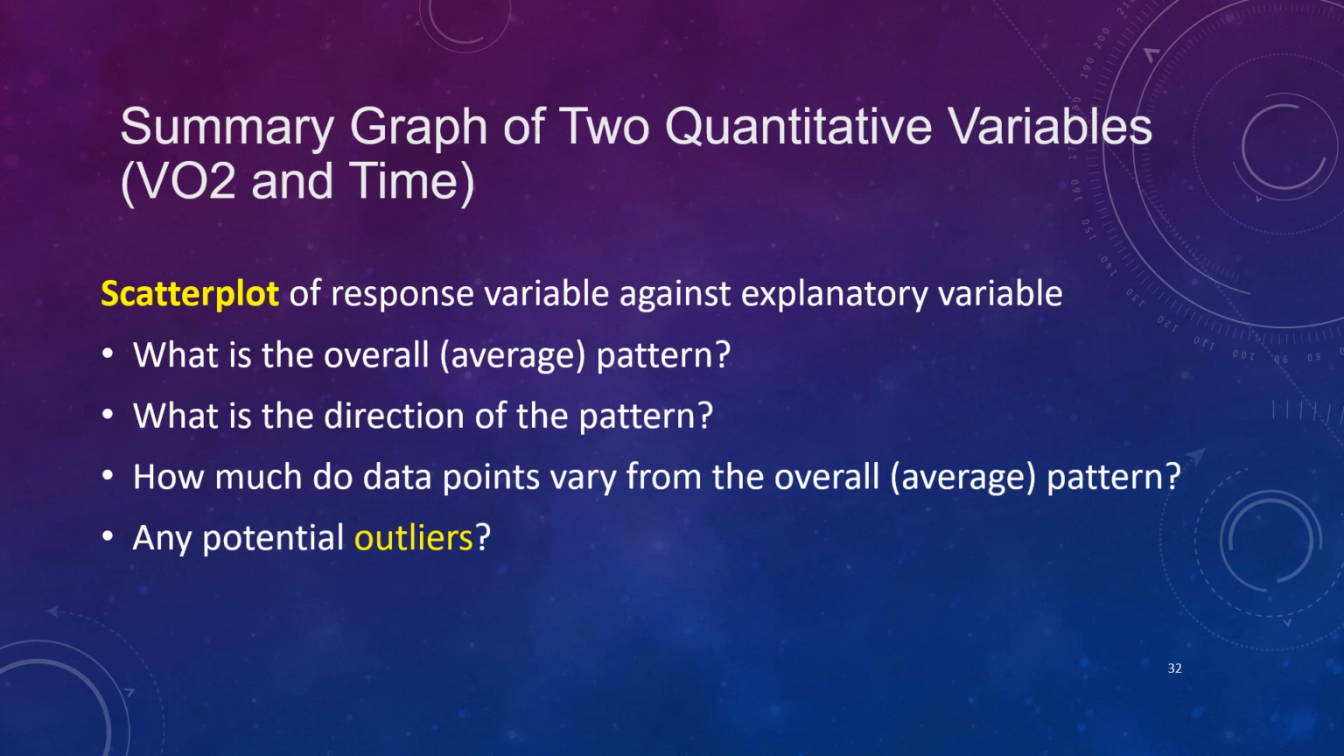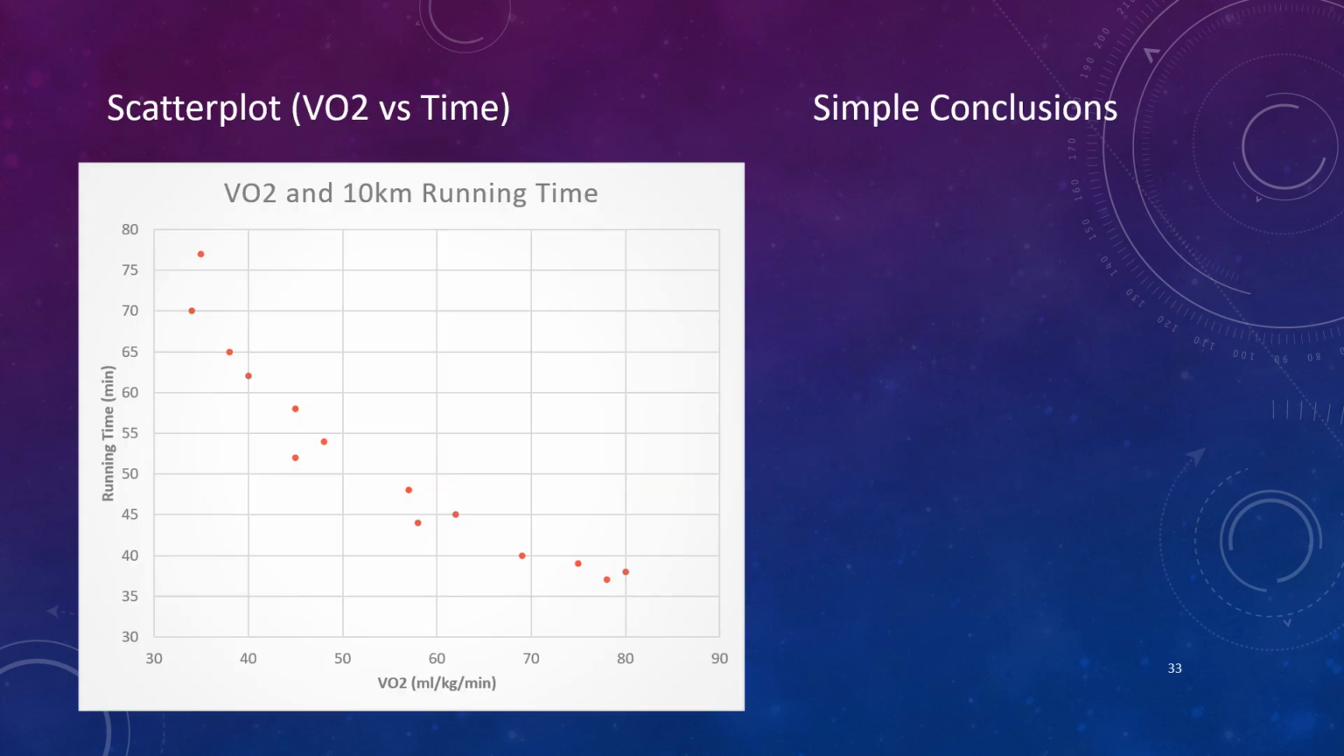Right? And then just eyeballing it, we can take a look to see if the data points fall away from the overall average pattern, which again is our regression line or regression model. It also allows us to look for any potential outliers. We have some simple conclusions when we graph our data here.